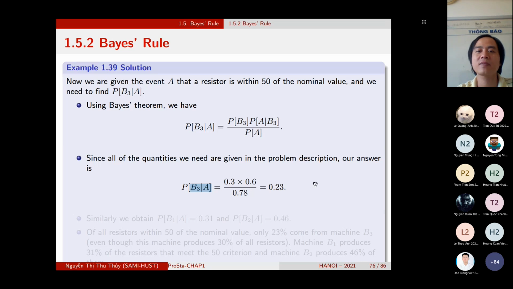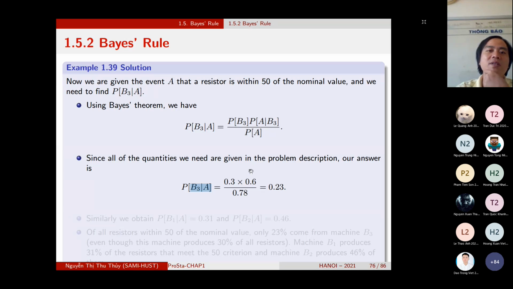So can anyone explain this case: why at the beginning we know that P of B3 is 30%, but now with the new information the probability decreases to only 23%? Why does it happen? Anyone? Can anyone answer this? It's not difficult to explain or interpret.